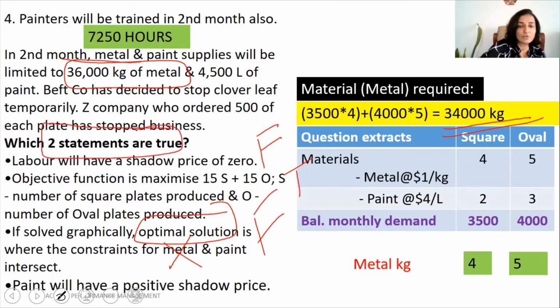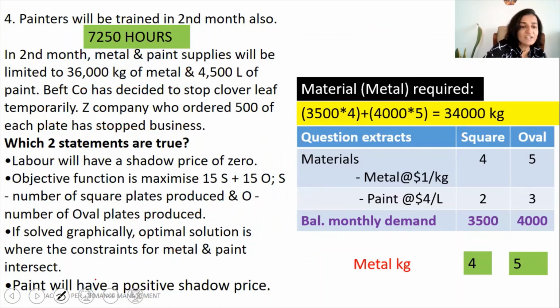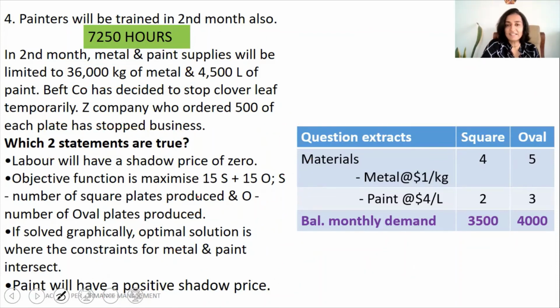Which two statements are true? Obviously, this should be true. But anyway, we will solve that also. Paint will have a positive shadow price. These are the question extracts. So now concentrate on the paint row. For 1 liter, the price is $4, and for square, $2 is being incurred for 1 unit. So how much liter of paint is required for 1 unit? It is 2 divided by 4, or 0.5 liters for square. And for oval, it is 3 divided by 4, or 0.75 liters for oval.